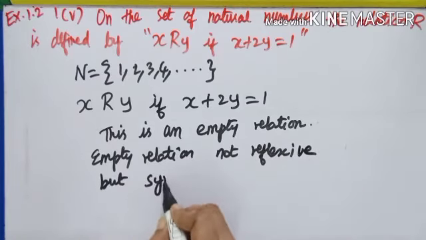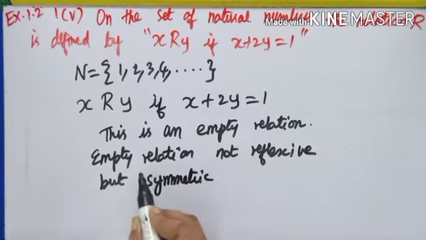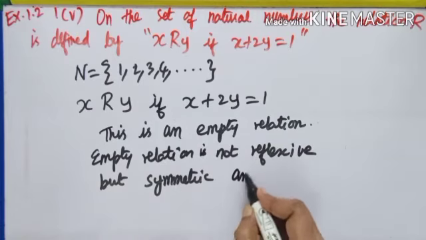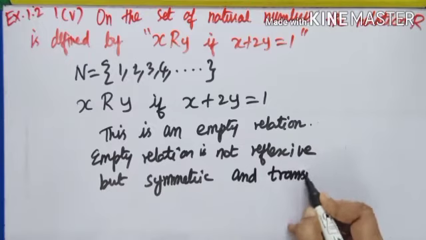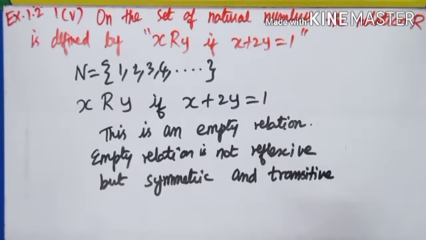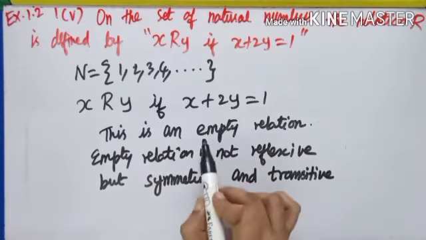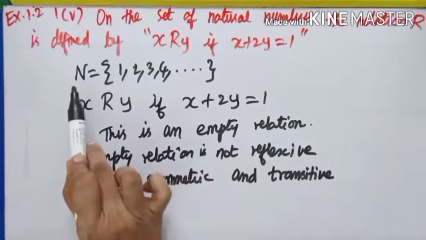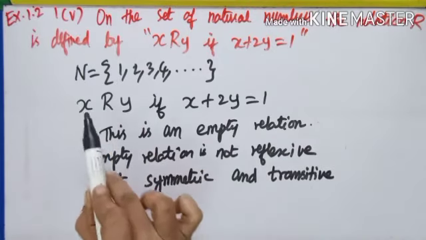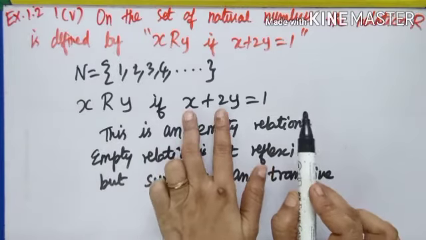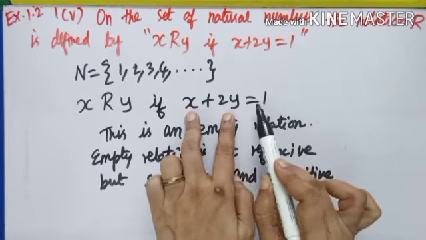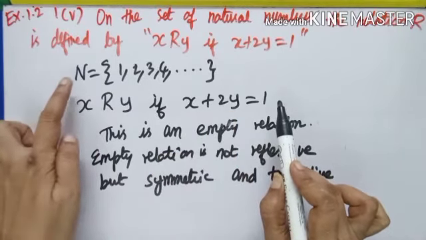symmetric and transitive. So let us remember this idea what we had heard in the introduction. Empty relation is not reflexive but symmetric and transitive. So this is a simple problem. I need not even show how all that. I am able to say immediately this is an empty relation. Why? Natural numbers start from 1. The relation says adding two natural numbers I must get 1. By adding two numbers I will never get 1 because I am in the set N.